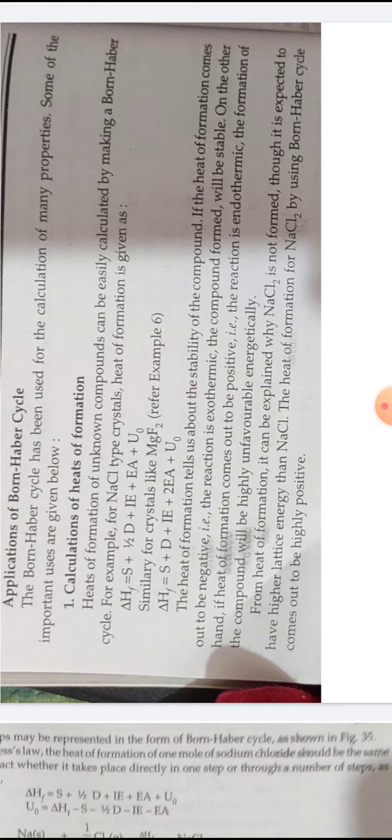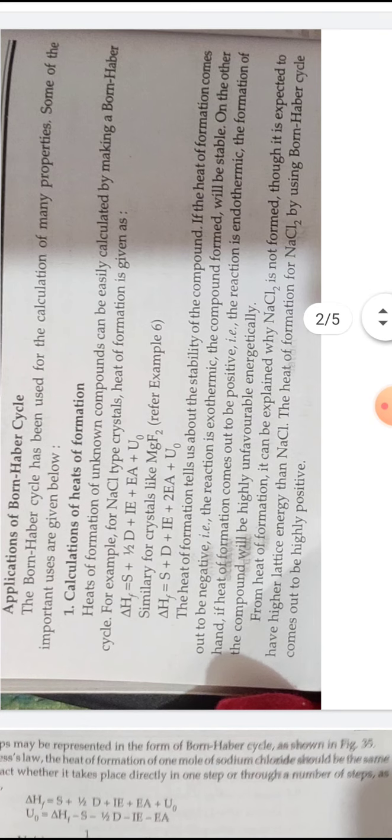Then there are the applications of the Born-Haber cycle. What are the applications of Born-Haber cycles? The Born-Haber cycle has been used for the calculation of many properties. Some of the important uses are: first is calculation of the heat of formation, that is delta HF. As we have already studied, by making a Born-Haber cycle, the heat of formation of unknown compounds can be calculated. That is, delta HF is equal to S plus half D plus ionization energy plus electron affinity plus lattice energy.